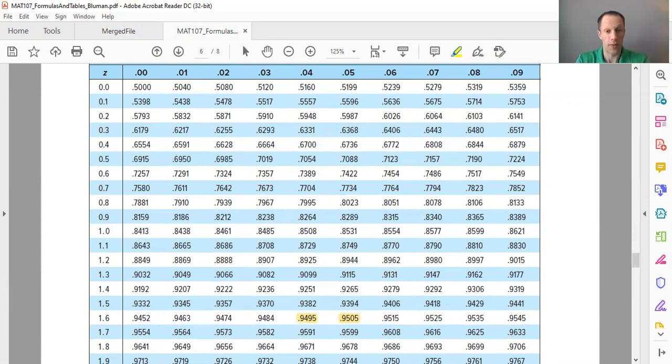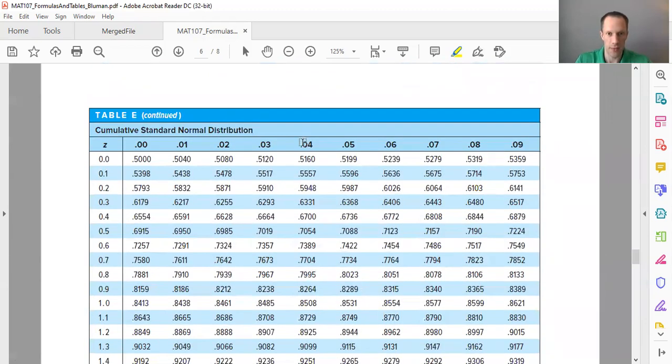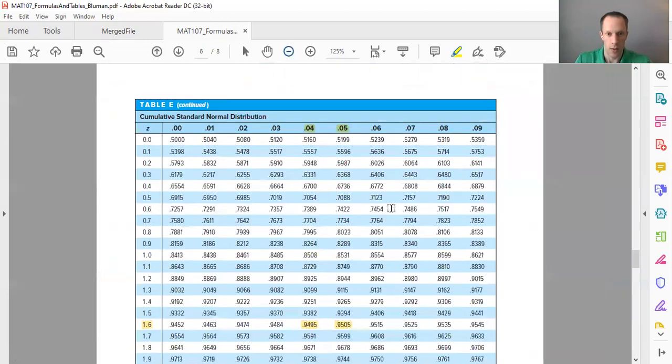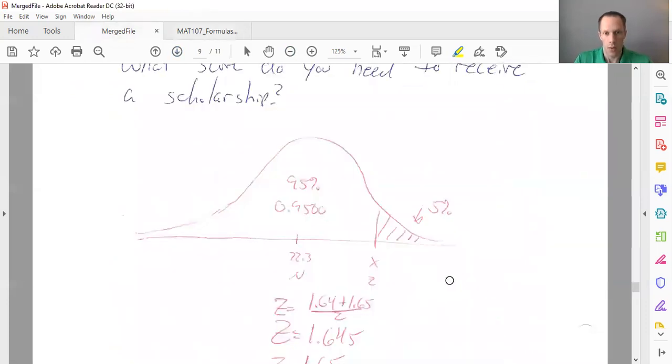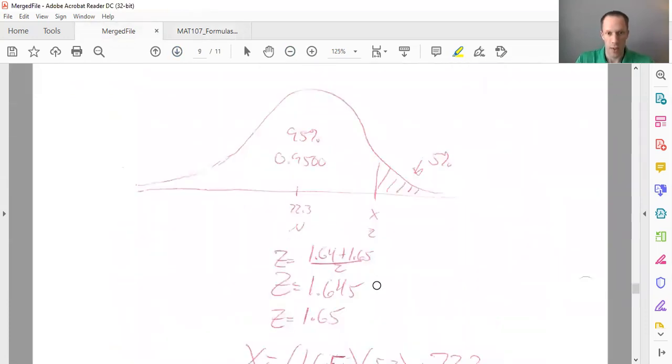Now remember from the previous section, whenever the number we're looking for is exactly halfway between the two values, we have to average the z-scores, which in this case would be 1.64 and 1.65. There you can see the row and the columns, 1.64 and 1.65. So I average those z-scores, add them up, divide by 2. That gives me 1.645, which when I round to 2 decimal places is 1.65.